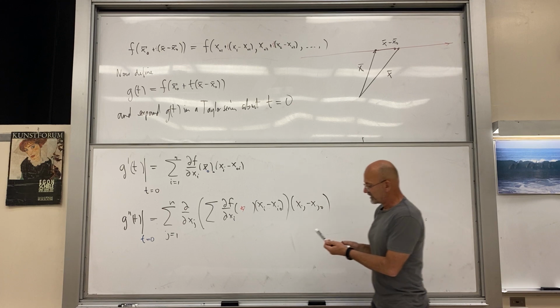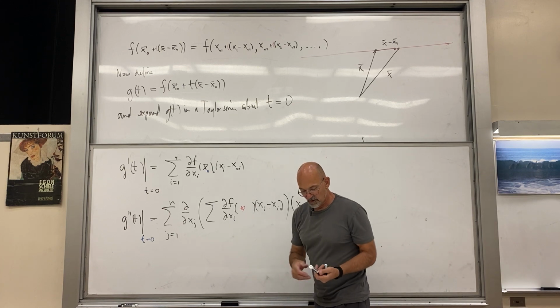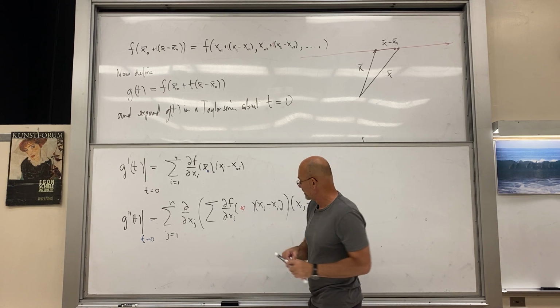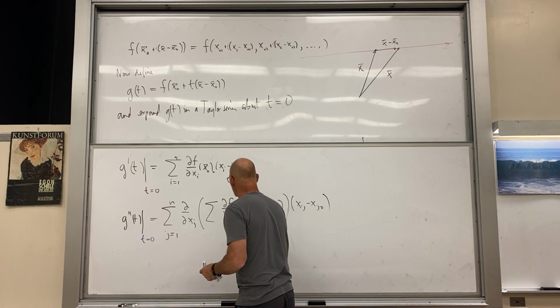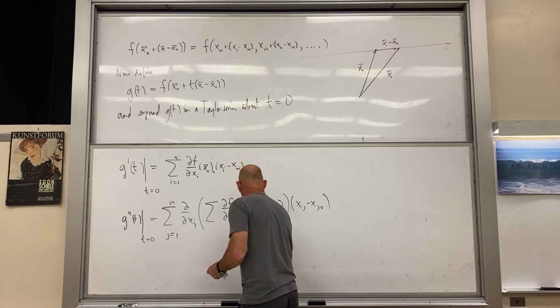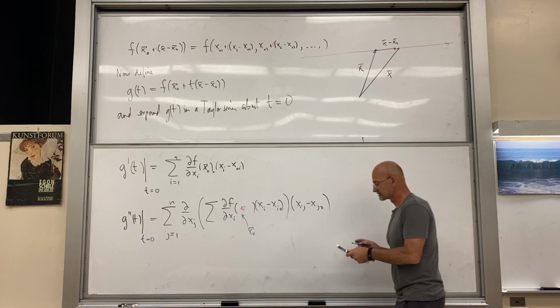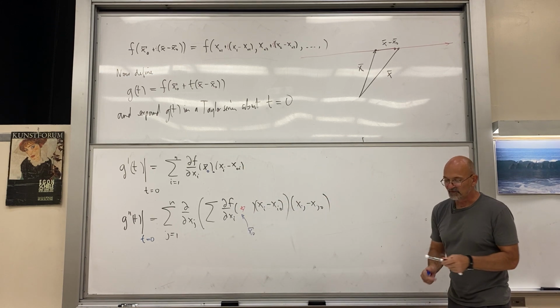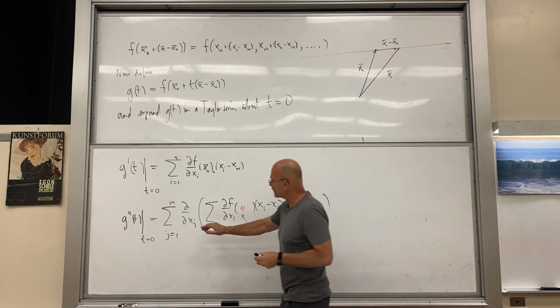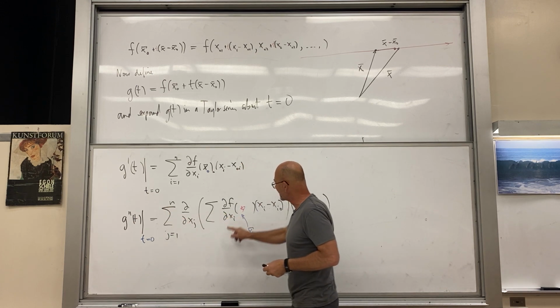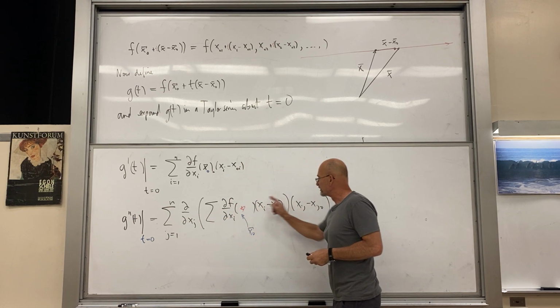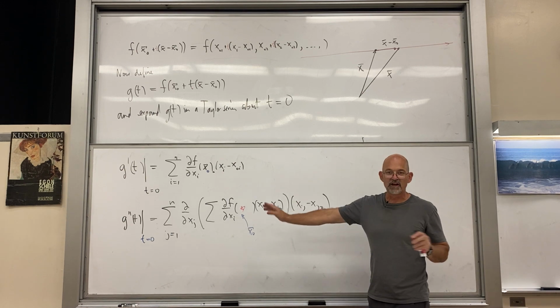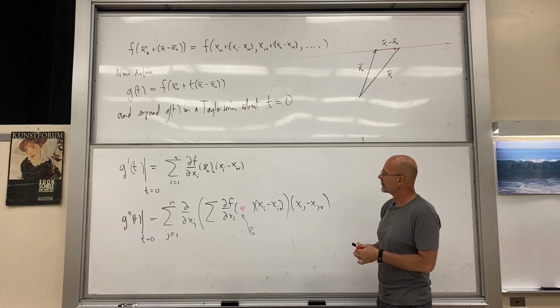And when you evaluate it at t equals 0, then you put in evaluated at x sub 0. And now you can see how the argument would go. If I had a third derivative, I'd have a third sum, I'd have third derivatives, and so forth and so on. You could just generate it with a machine at this point.